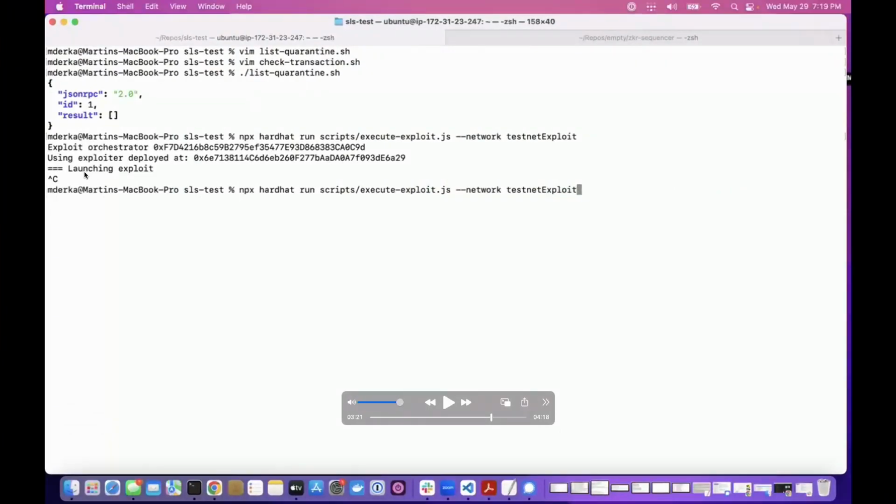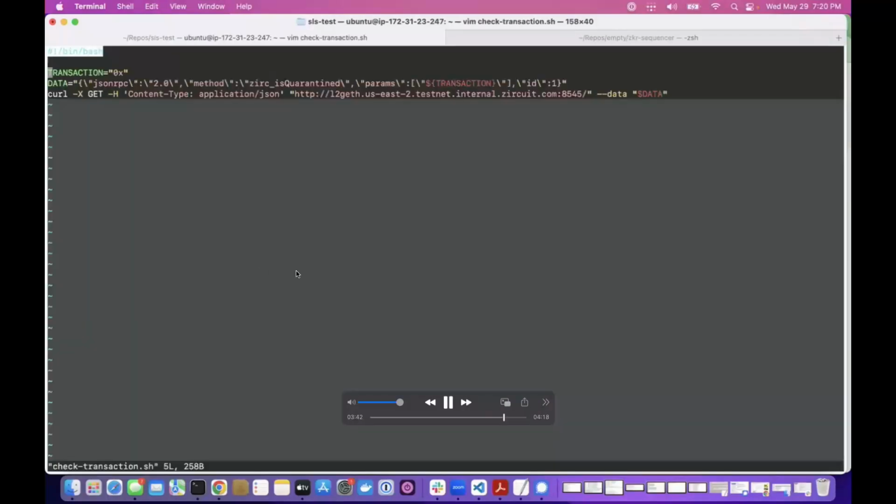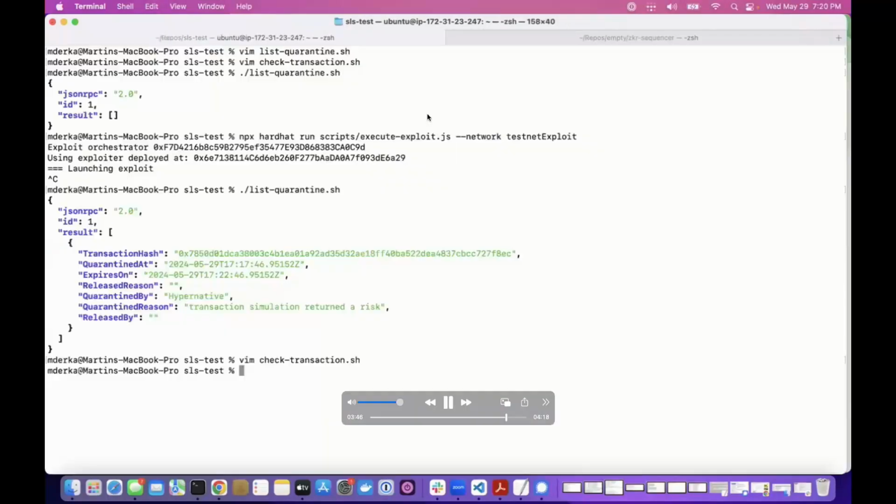Up until, you can see this Control-C in here, I decided to kill the command, because now we can actually double check what happened, and we can list the quarantine, and our quarantine is no longer empty. I don't know if you guys can see it, but the hash of the transaction is 0x785 in here. And then if I query the other script, here I am filling in this hash of the transaction into this parameter.